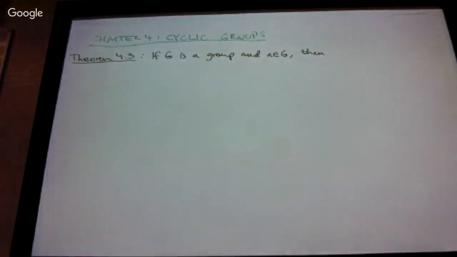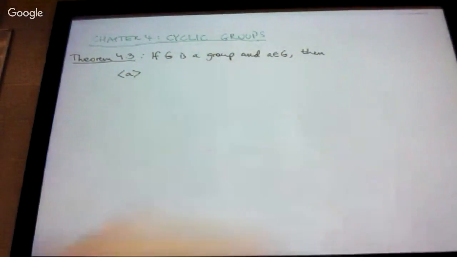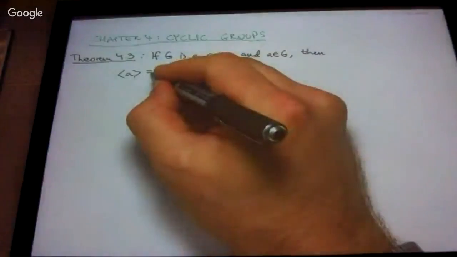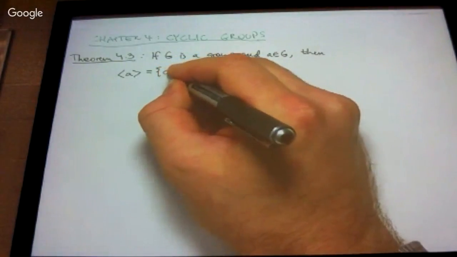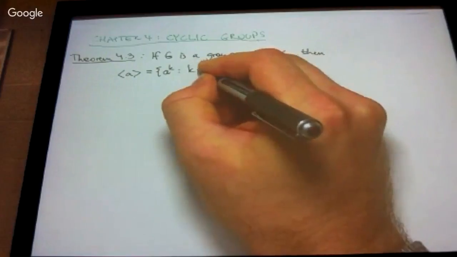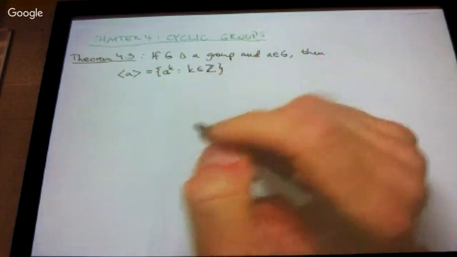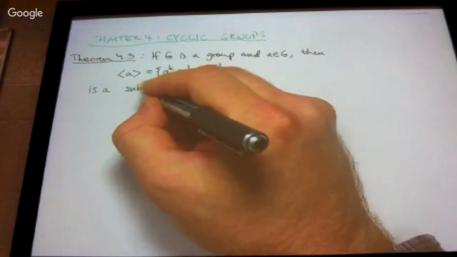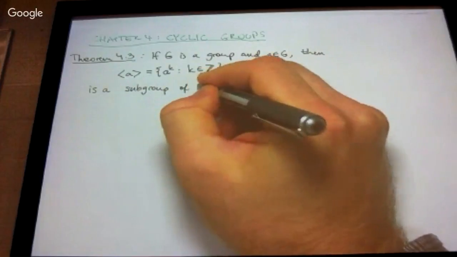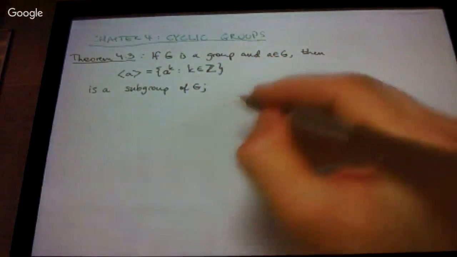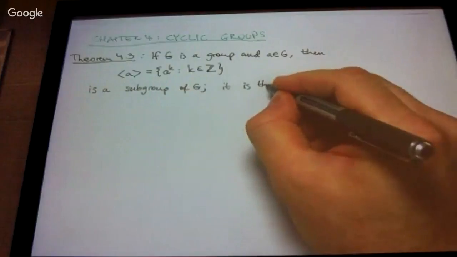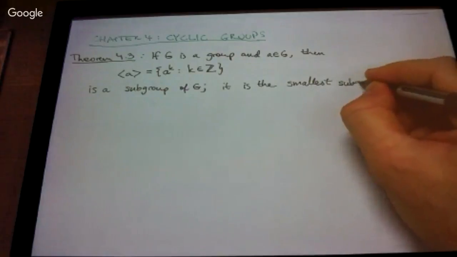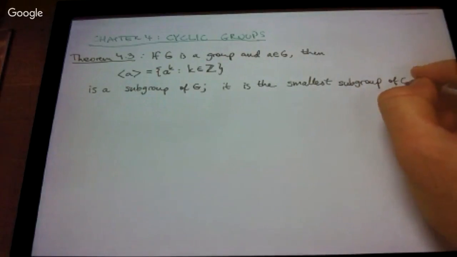This is important because I'm introducing a new notation: A in angle brackets. This is defined as the set of A to the K, where K is in Z. This is a subgroup of G, and it is the smallest subgroup of G that contains A.